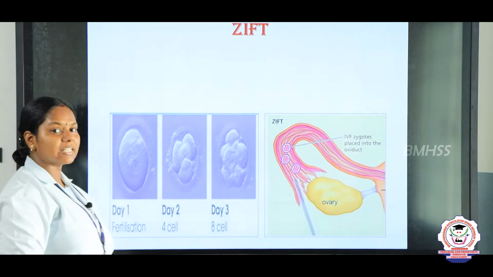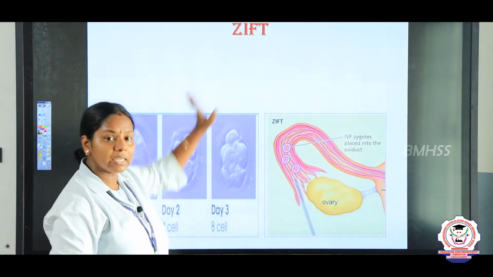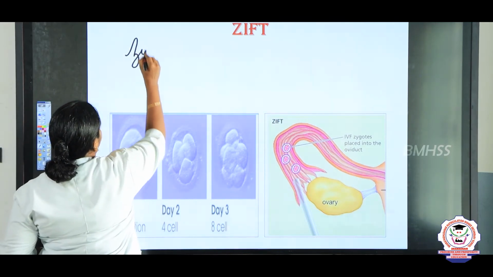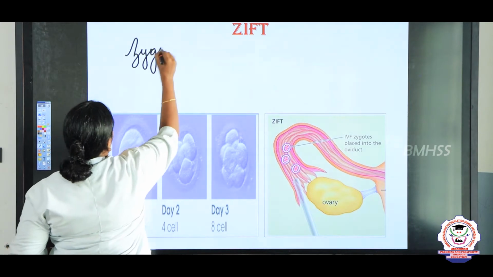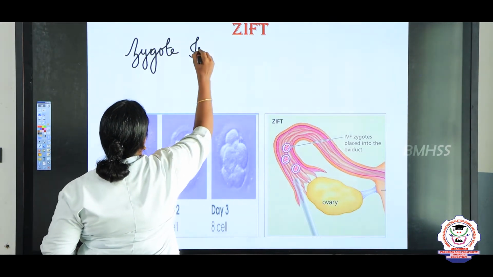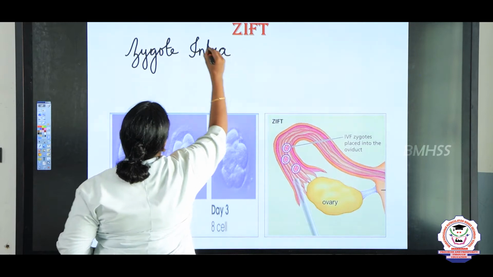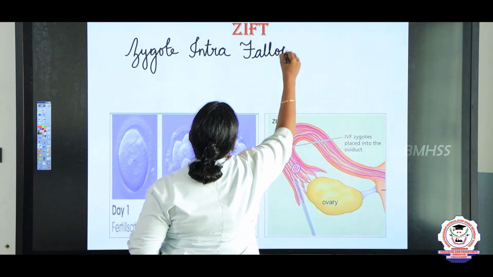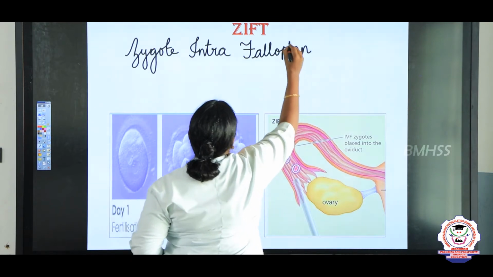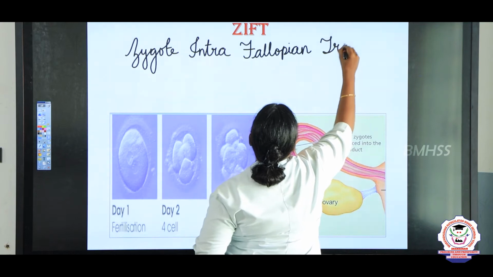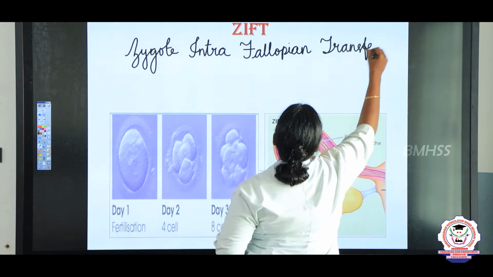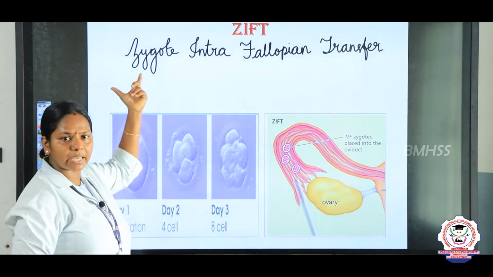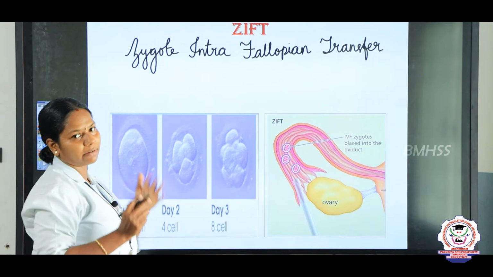So, the first one is ZIFT, Z-I-F-T. What is the abbreviation of ZIFT? Yes, zygote intra-fallopian transfer. So, what is the meaning of zygote, children? When is the zygote formed? Yes, the zygote is formed after fertilization.